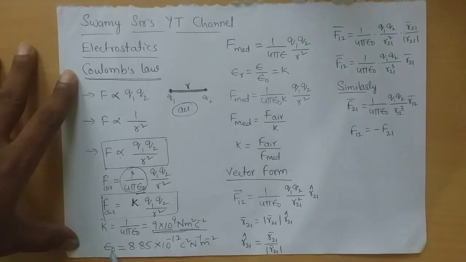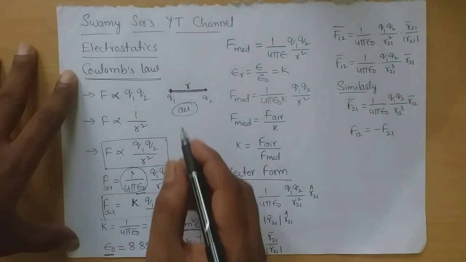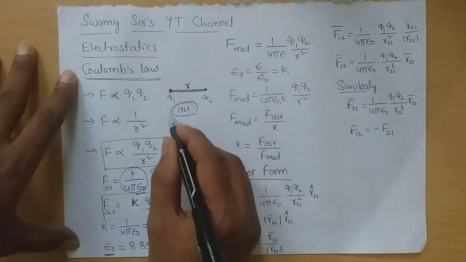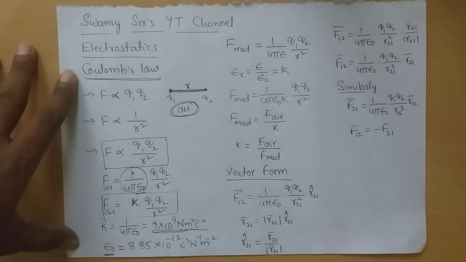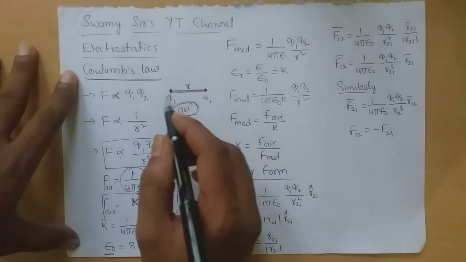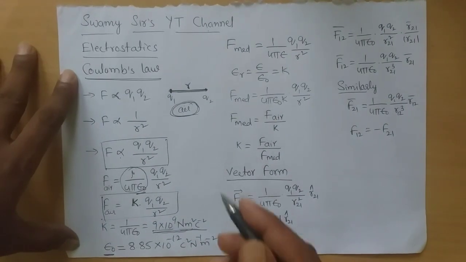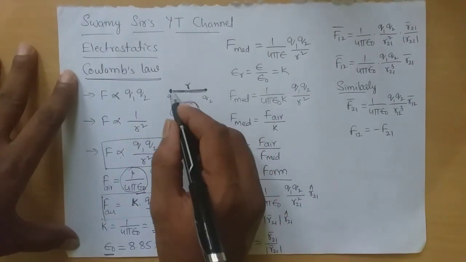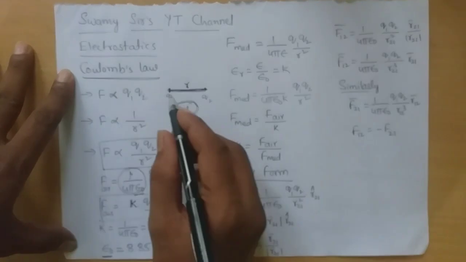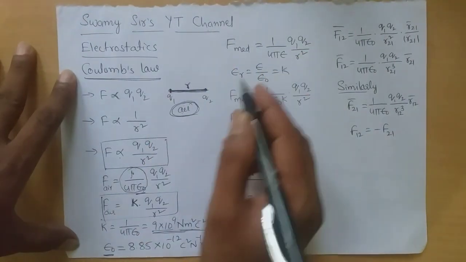Next, epsilon naught is the permittivity of free space, and that value is 8.85 into 10 power minus 12 Coulomb square per Newton per meter square. This epsilon naught is the permittivity of free space, air or vacuum. Here we are keeping the charges in air, so it is the permittivity of air. In the next case, we keep similar charges separated by the same distance, but arrange them in a medium.